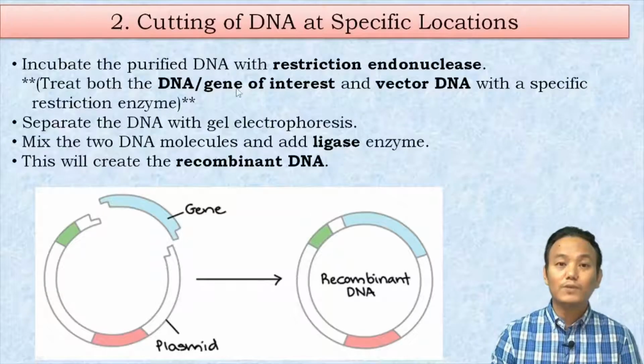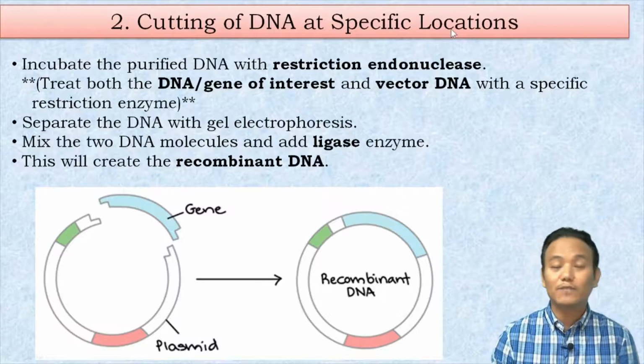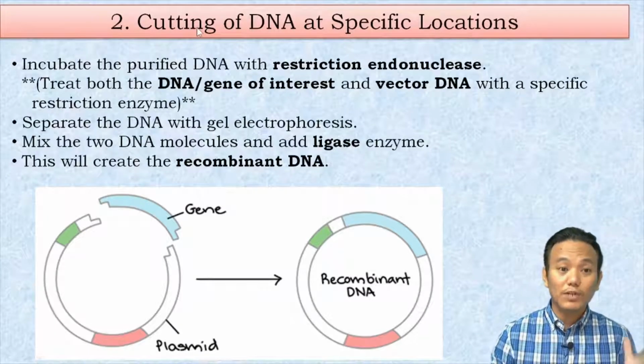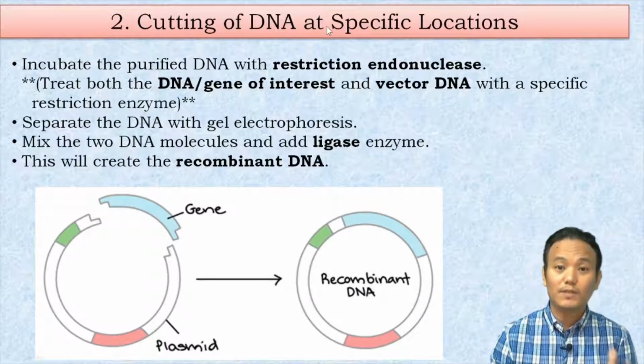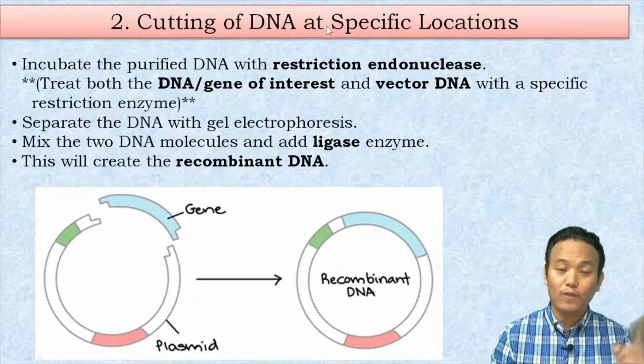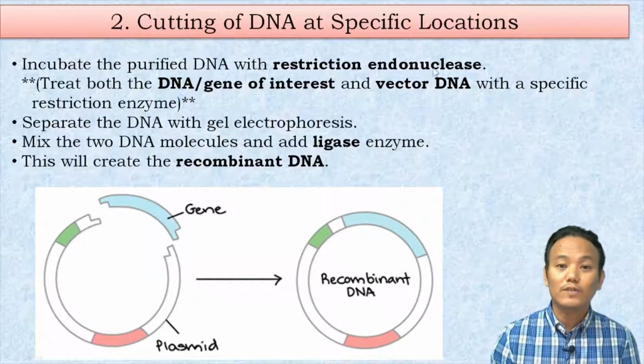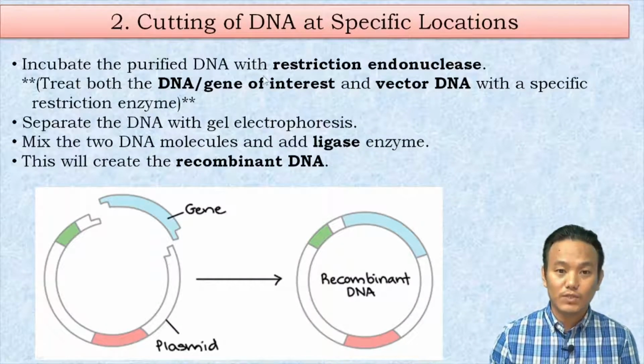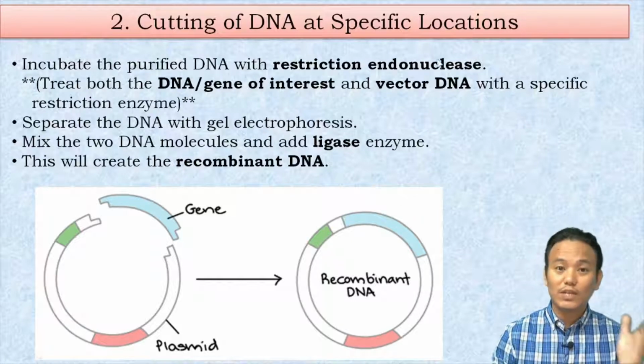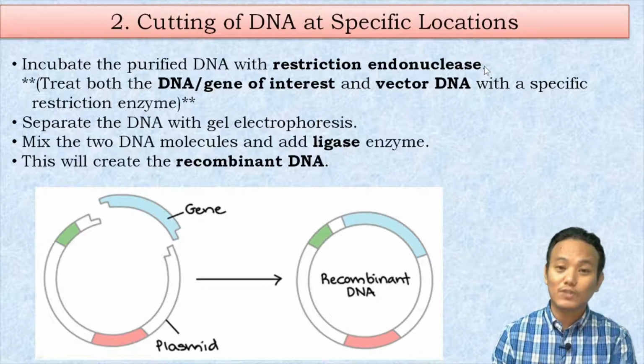The second process in recombinant DNA technology is cutting of DNA at specific locations. Now we already know that this particular process is possible only with the help of one very important enzyme called restriction endonuclease. Restriction endonucleases are the enzymes which can cut the DNA molecule at specific locations called recognition sites.